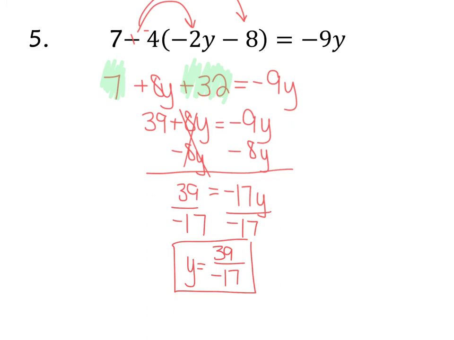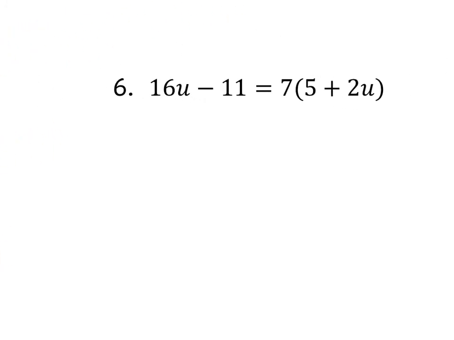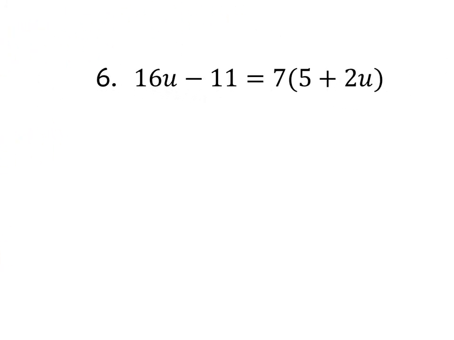Okay, let's look at our last problem here. All right, let's look at number 6, our last problem over here. We have 16u minus 11 equals 7 times the quantity 5 plus 2u. So this right side kind of looks like how it did in number 4, the problem above, where we have a number times and then parentheses, two terms that are being added or subtracted.